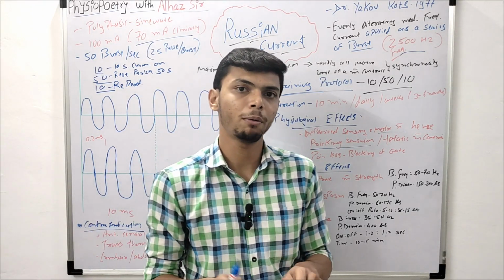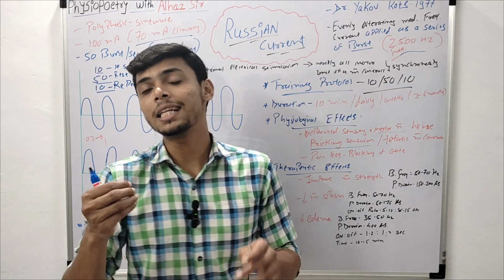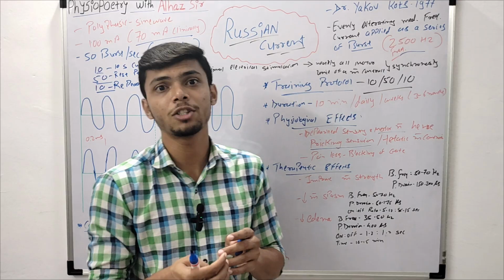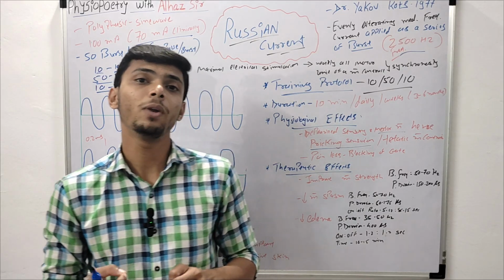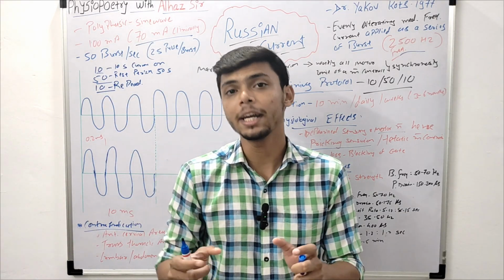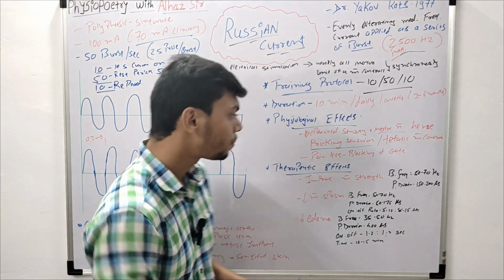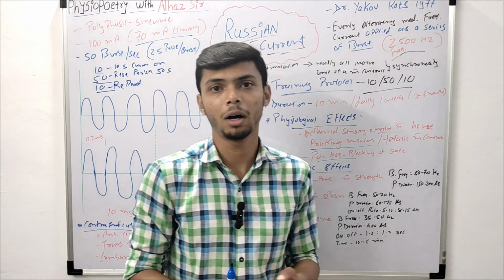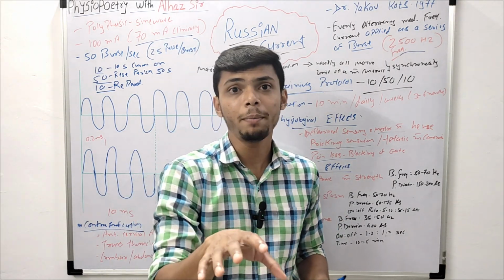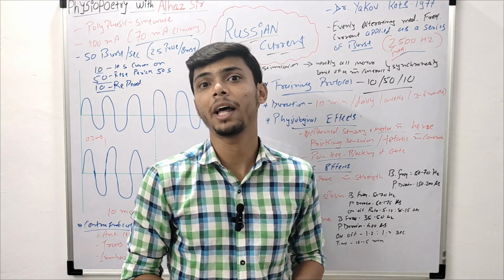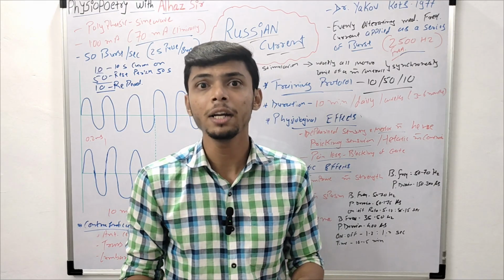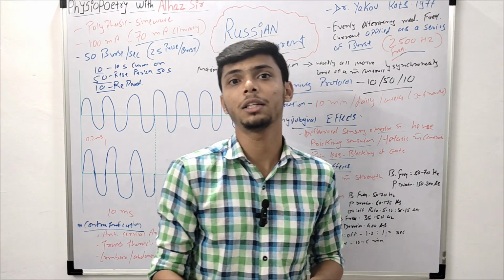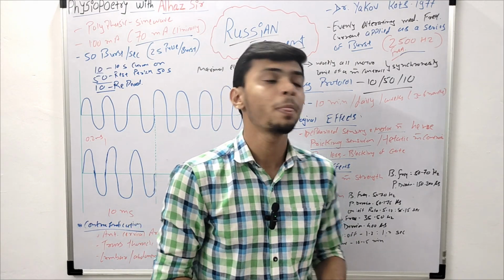And one of the good things about the Russian current is that the sensory neurons which are carrying the pricking sensation will block the gate over your spinal cord. So it will be painless because the gate is already blocked. I have already made a video on the pain gate theory where I have discussed this gate. I will provide the link in the description. You can check that out.